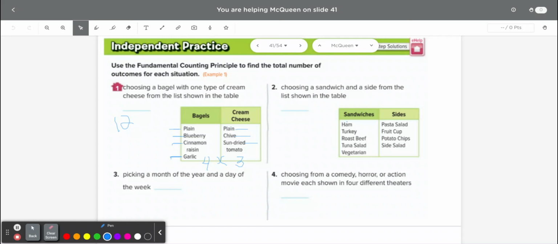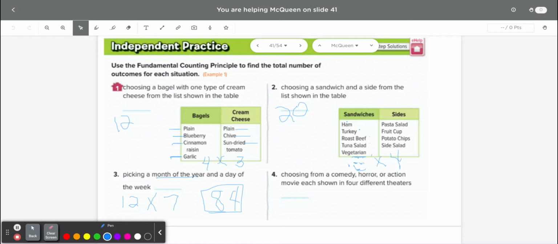Question 2, we have ham, turkey, roast beef, tuna salad, vegetarian. We have 5 different kinds of sandwiches, and I have 4 different sides. So 5 times 4 gives me 20 different combinations or outcomes for that situation. Picking a month of the year and a day of the week. There are 12 months in the year. There are 7 days in the week. When I multiply those together, you will get 84. 84 different outcomes in this situation.